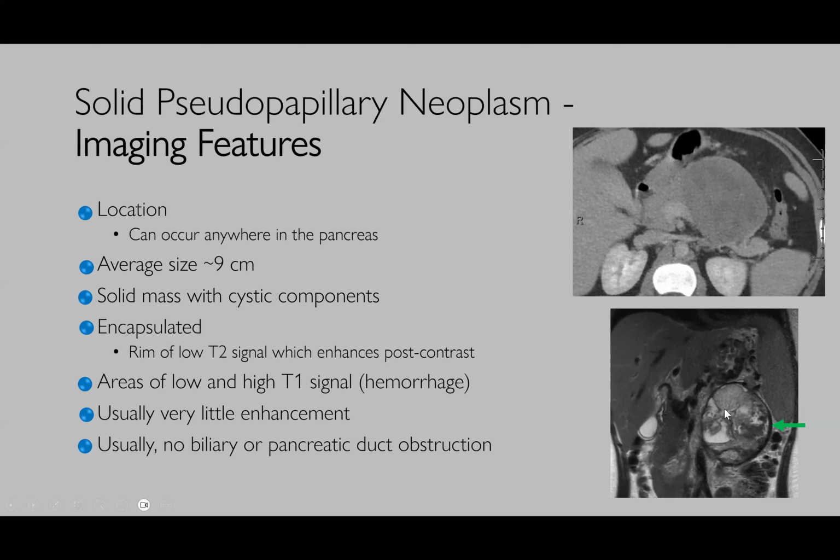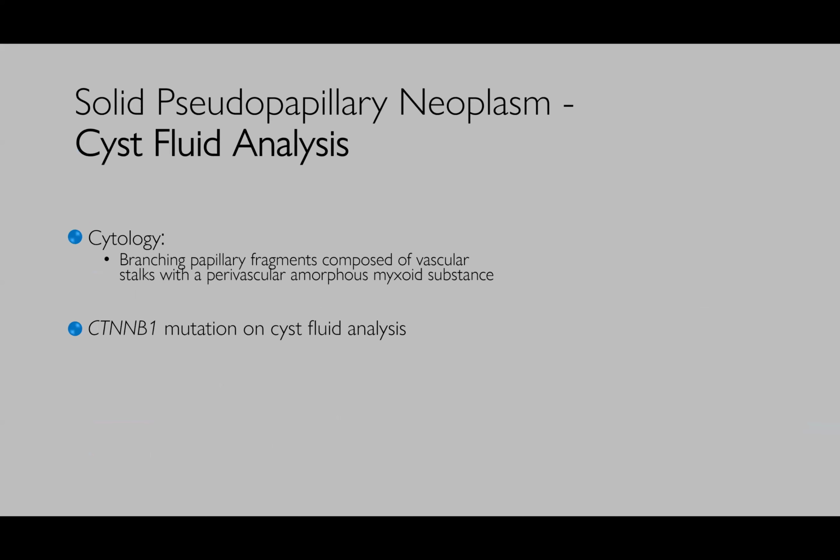And despite its large size, often it does not result in any obstruction of either the pancreatic duct or the bile duct. Almost always you get a diagnosis based on cytology in these patients because they often tend to have a decent amount of solid components, but sometimes you don't, and they have predominantly cystic components, in which case the mutation that we look for is the CTNNB1. In absence of KRAS, GNAS, or other mutations, if you see this, that's pretty strongly suggestive of SPN.